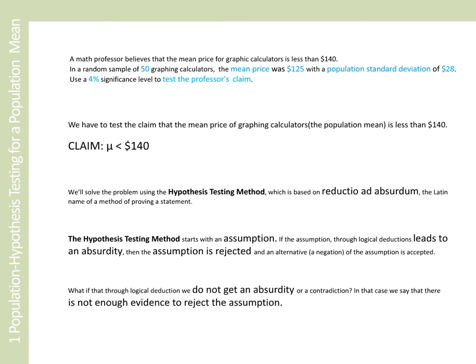What if through logical deduction we do not get an absurdity or a contradiction? In that case we say that there is not enough evidence to reject the assumption.